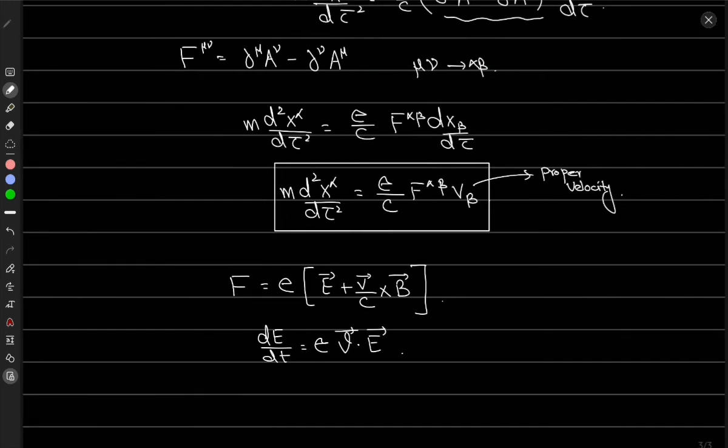Again, F alpha beta that we had over here is the field strength tensor, and it carries the components of all the electromagnetic fields. Basically, electric and magnetic fields separately are hidden inside this electromagnetic field strength tensor. So that was it for this lecture.